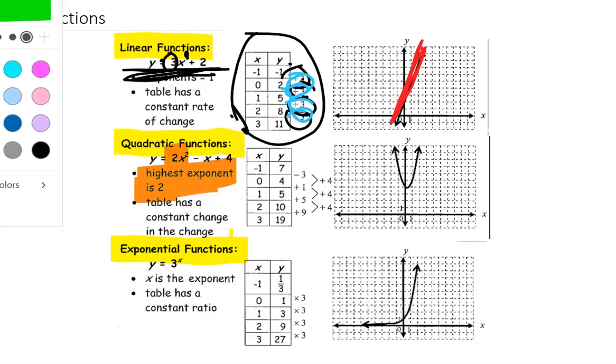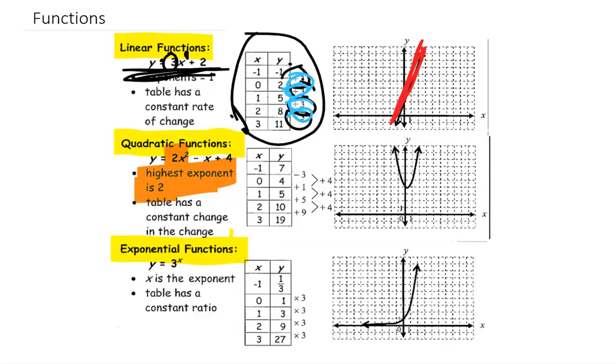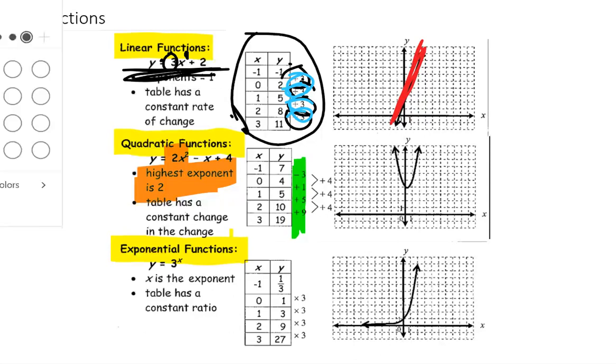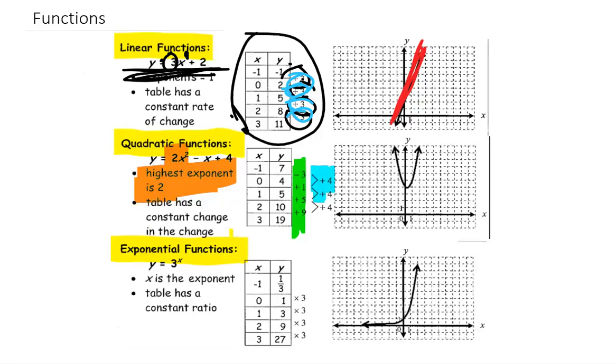Now, just by looking at the table, you've got to look at the second difference. So if I look at my first differences here, I don't really notice much of a pattern. Minus 3, plus 4, plus 5, plus 9. There's nothing constant about that. However, for all quadratics, if you look at that second difference, so the difference now between negative 3 and 1 is 4. Between 1 and 5 is 4. Between 5 and 9 is 4. Between the next step, it'll be 4 again. So our second difference is what we're looking at there.